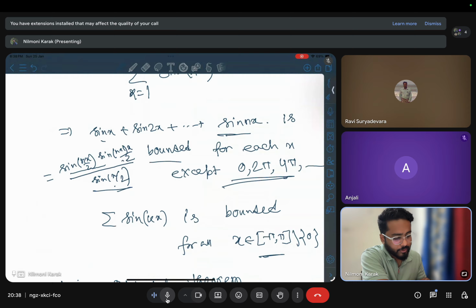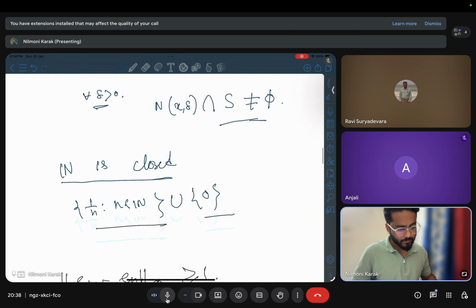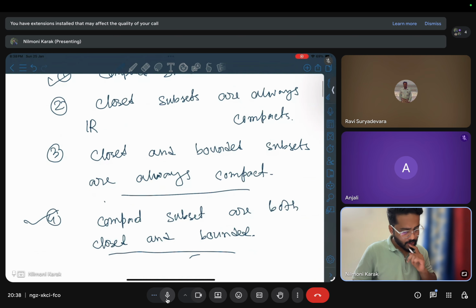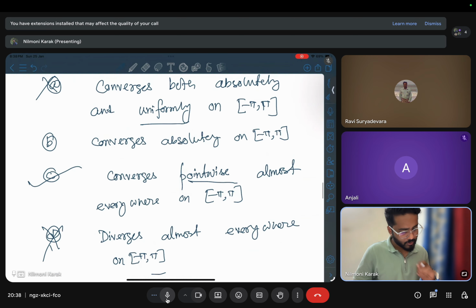I got your point. But I will see it later. Sorry. The series converges pointwise almost everywhere. Why is pointwise there? Maybe if it is uniform, then it is true.